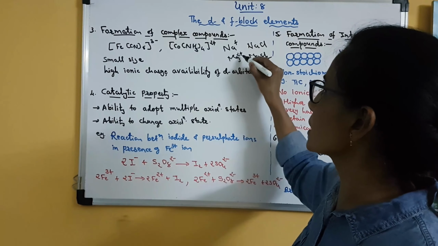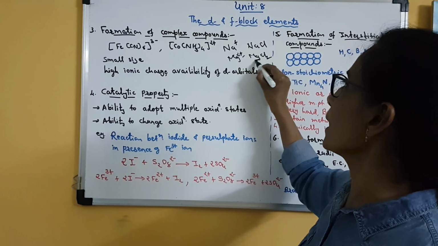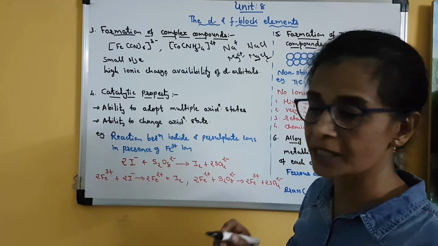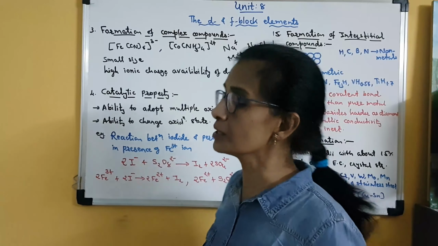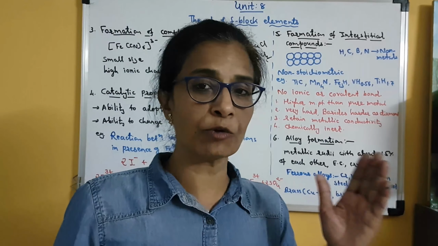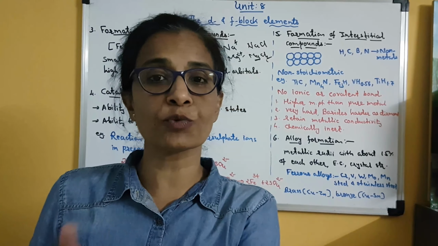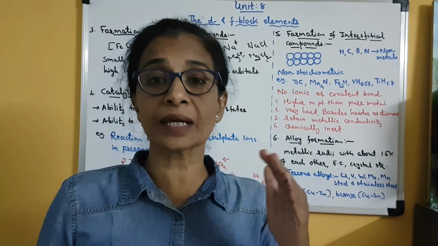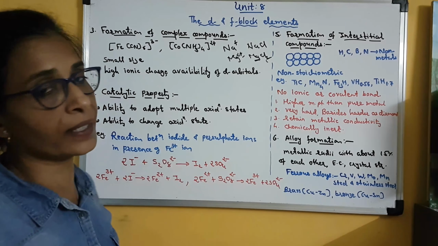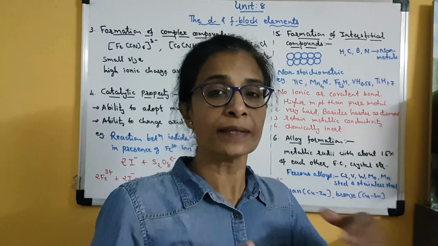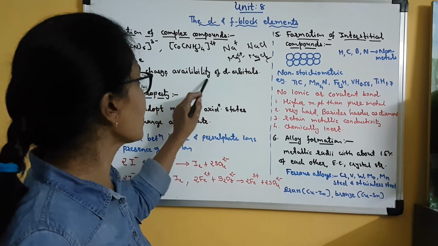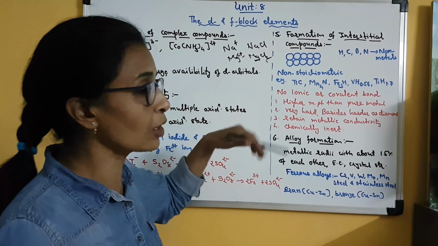So if there is an increase in the ionic charge, that ion can combine with more ions. Clear? So here these transition metal ions have higher ionic charge. They can have +1, +2, +3, +4, +5, up to +7. Clear? So they have higher ionic charge, and that is why they can combine with more negative ions or neutral molecules. Clear? And third is availability of d orbitals.